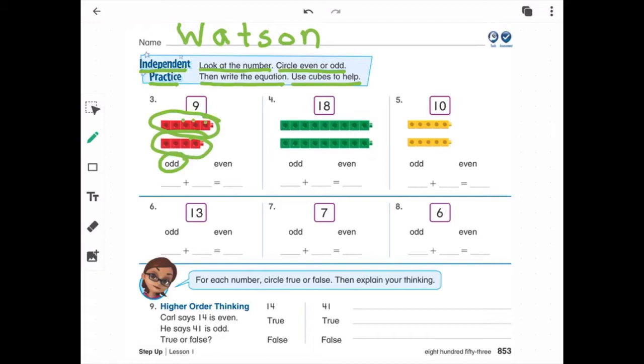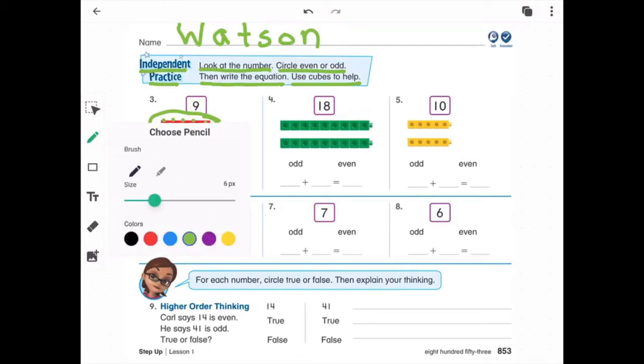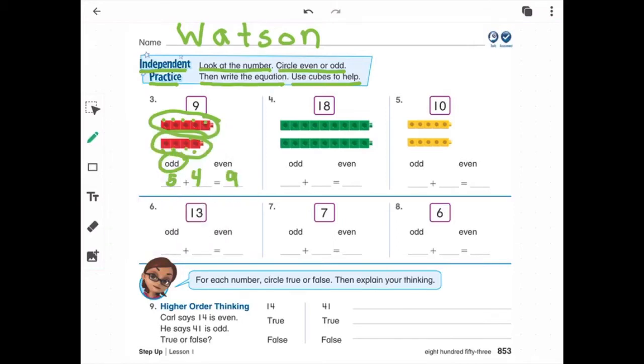1, 2, 3, 4, 5 plus 1, 2, 3, 4 equals 9. Okay, it looks like my pencil is a little too thick here. Let's go down. Okay, let's go to number 4. 18. Okay, I already know simply by looking at this picture with the cubes that this is even because it's the same right here, right? So 18 is even.